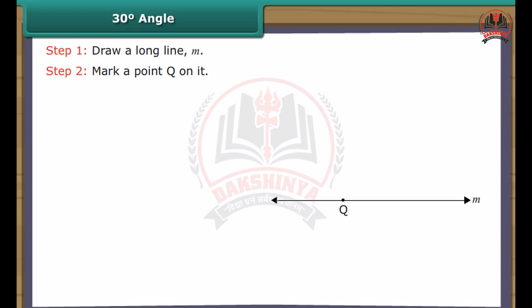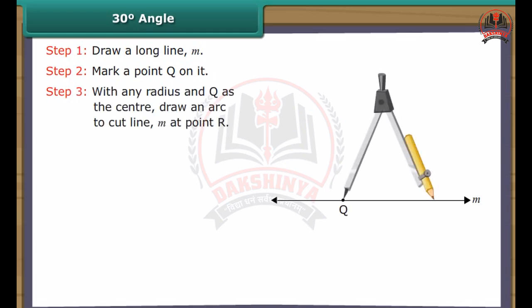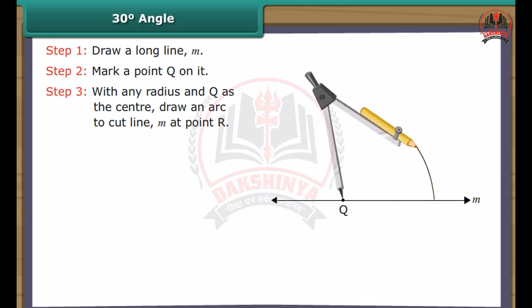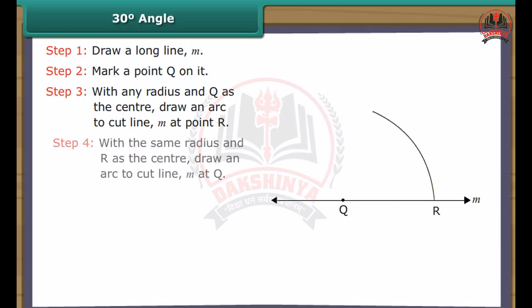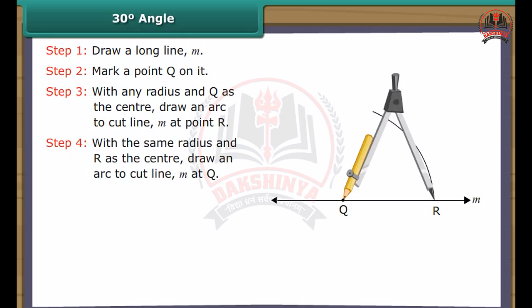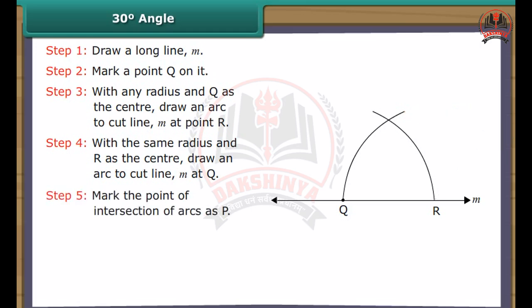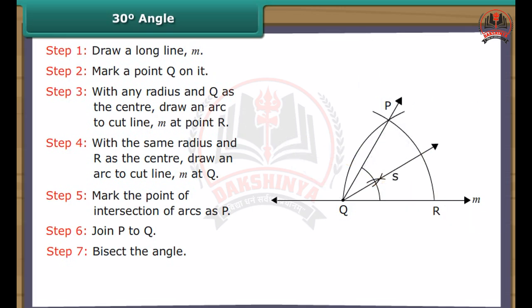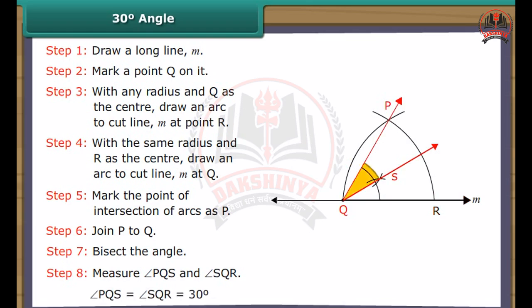Construction of 30-degree angle. Draw a long line M. Mark a point Q on it. With any radius and Q as the center, draw an arc to cut line M at point R. With the same radius and R as the center, draw an arc to cut the first arc. Mark the point of intersection of arcs as P. Join P to Q. Bisect the angle. Measure angles PQS and SQR. Angle PQS is equal to angle SQR is equal to 30 degrees.